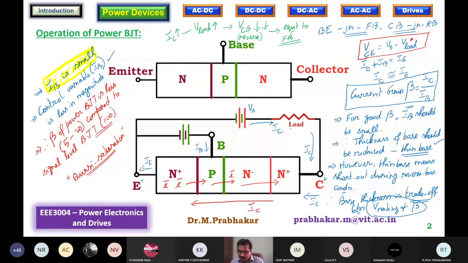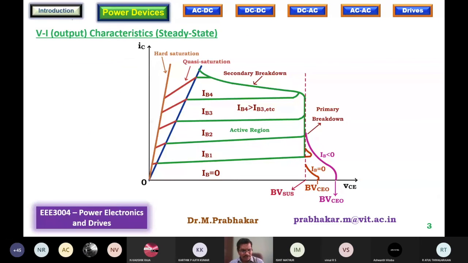I'll stop or I'll pause for 1 or 2 minutes. I'll keep this slide. Okay. Now I'll display the characteristics, VI characteristics. This should look familiar to you, but for a few salient points, which are primary breakdown is one salient region. Secondary breakdown is another. Quasi-saturation is the third one. Hot saturation is the fourth one. These are the 4 distinct features.